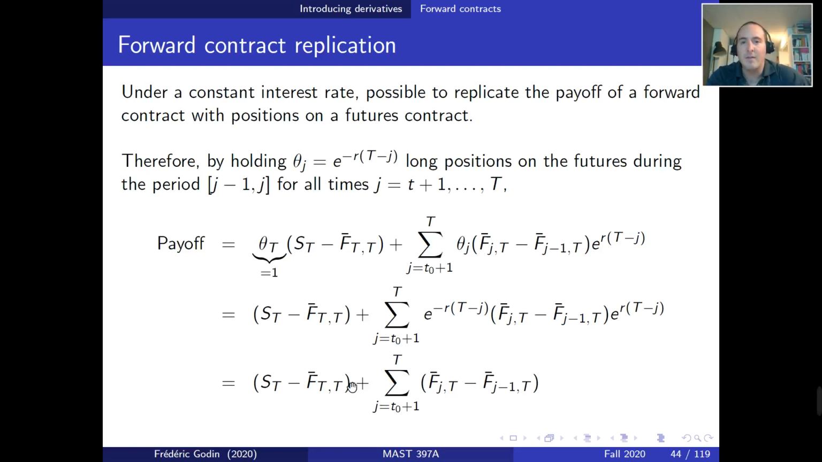We're going to show that on all time periods going from time j minus 1 to j, if we hold exactly theta j, defined as the exponential of minus the risk-free rate times the time difference between capital T and j, as the number of long positions in the futures during the time period from j minus 1 to j, for all j going from t plus 1 to capital T, then we're going to see that the payoff of this futures portfolio will be exactly equal to the forward contract's payoff. Okay, so let's show that right now.